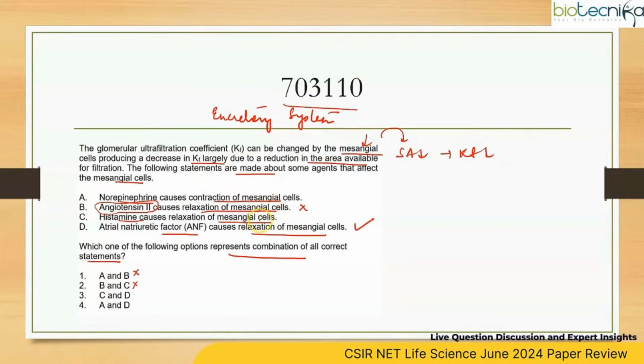So between A and C, let us read the statements. Norepinephrine causes contraction of mesangial cells. Yes. Here you should know that norepinephrine contracts the mesangial cells. So A will be correct. Clear? So A and D should be the right answer. Option 4 will be correct, while histamine will not cause relaxation of mesangial cells.